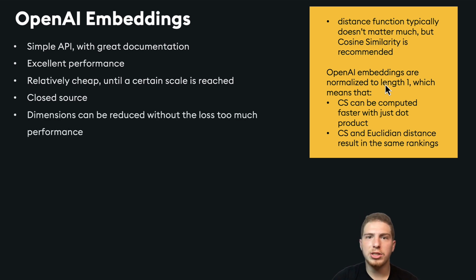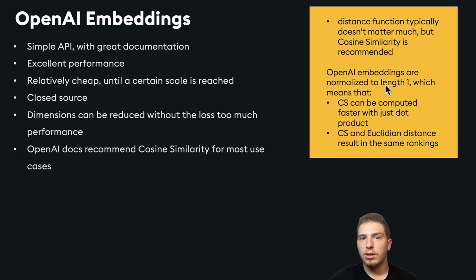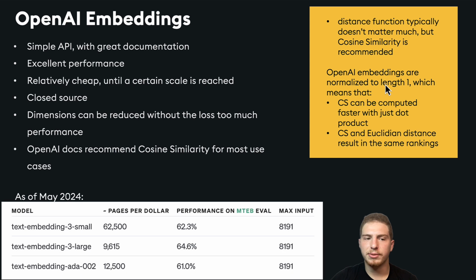So OpenAI is closed source and you can't really run the model yourself. But the dimensions can be reduced without the loss of too much performance, which means faster embedding generation and lower search latency in your vector database. One thing about the OpenAI embeddings API is that OpenAI docs recommend using cosine similarity for most use cases, and that's because OpenAI embeddings are normalized to length 1, which means that cosine similarity is going to give you the exact same results as Euclidean distance.